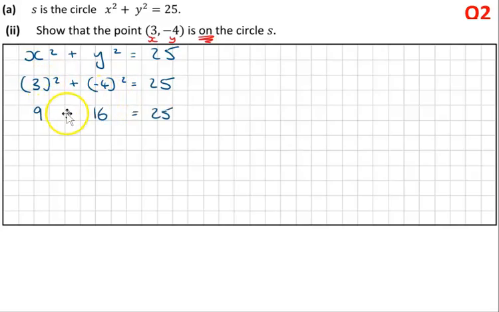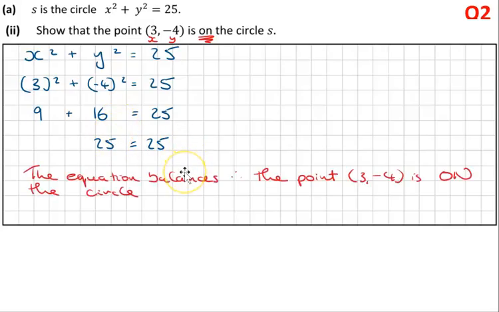Then 3 squared is 9. And minus 4 squared is positive 16, because minus 4 by minus 4 is plus 16, because a minus by a minus is a plus. And then 9 plus 16 is 25. So since the equation balances, the point 3, minus 4 is on the circle.